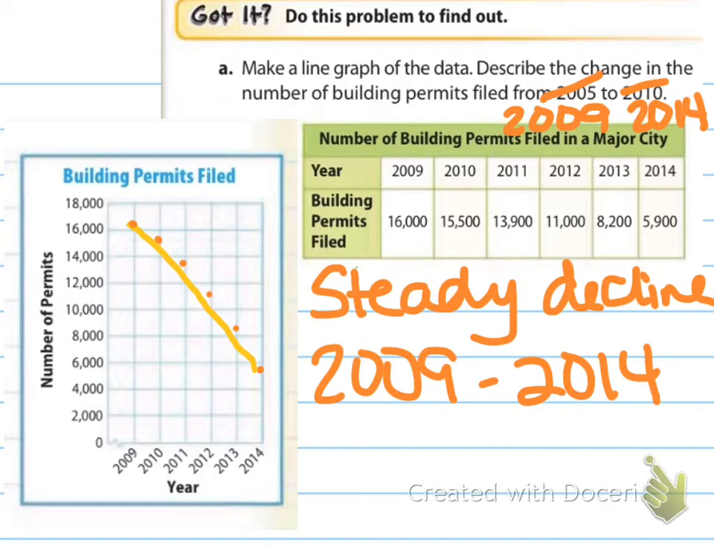Maybe the market is getting worse, and so they're not building as much. Maybe they're doing it on the down low and they're not filing what they should be filing. Maybe it's because they stopped building houses for a while since the market got kind of crazy. For whatever reason, though, there was a steady decline from 2009 down to 2014.